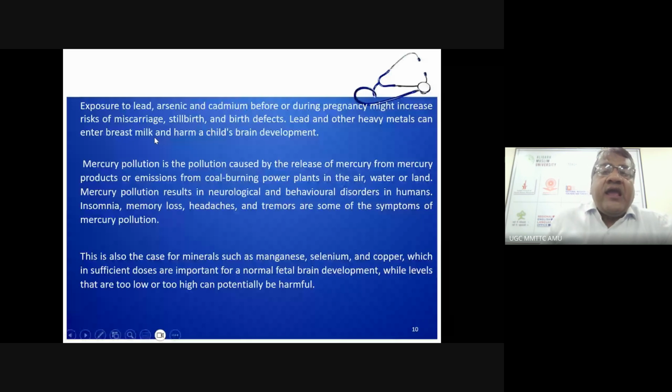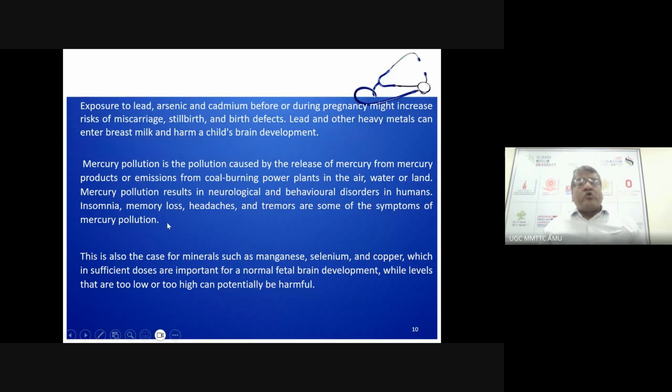And lead and other heavy metals can also enter the breast milk, and then through the breast milk it may reach the child and harm the child's brain development. So this is very dangerous for the pregnant female.